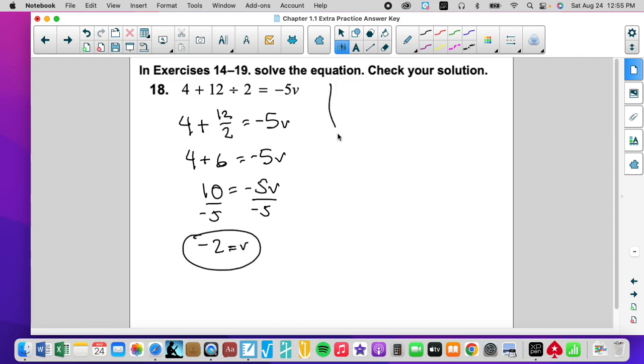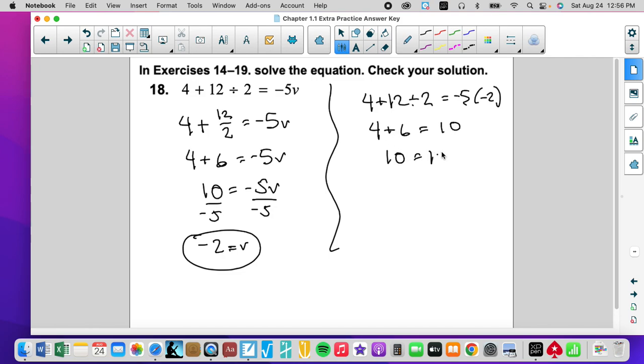And now I'm going to check. So 4 plus 12. Notice I didn't do the addition before the division. Order of operations tells me to do the division. So 12 divided by 2 is 6. Negative 5 times negative 2 is positive 10. 4 plus 6 is 10. And yes, that works, so I know that's my solution.